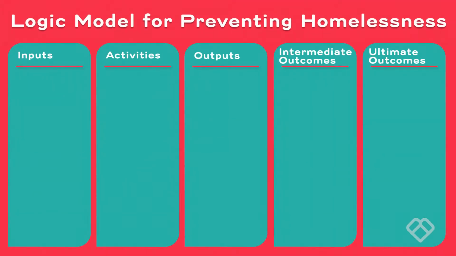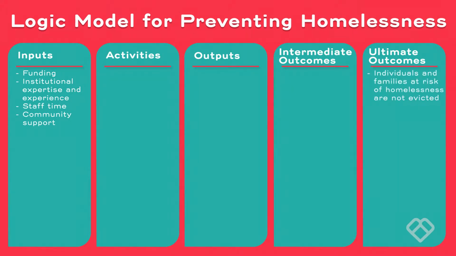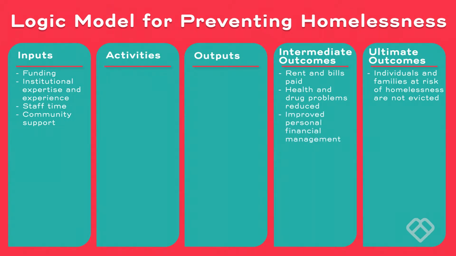You'll notice in this logic model, I've created a new column for intermediate outcomes as well as ultimate outcomes. If you look at ultimate outcomes on the right, you'll see that it is to prevent individuals and families at risk of homelessness from being evicted. But in order to get there, there's an intermediate outcome. This is something beyond what the organization itself can do. It's what the organization hopes that its activities and outputs will produce. It'll result in rent and bills being paid, in health and drug problems being reduced, in better personal financial management, in better employment.